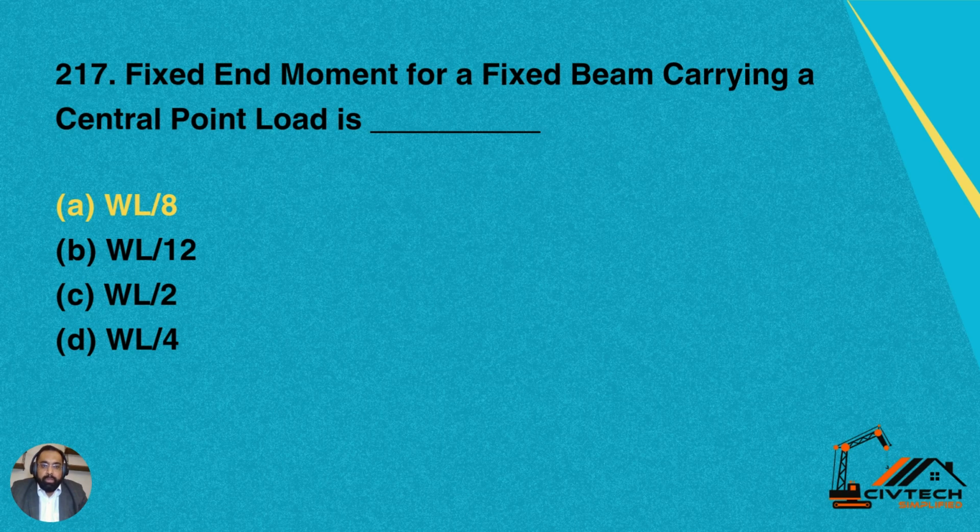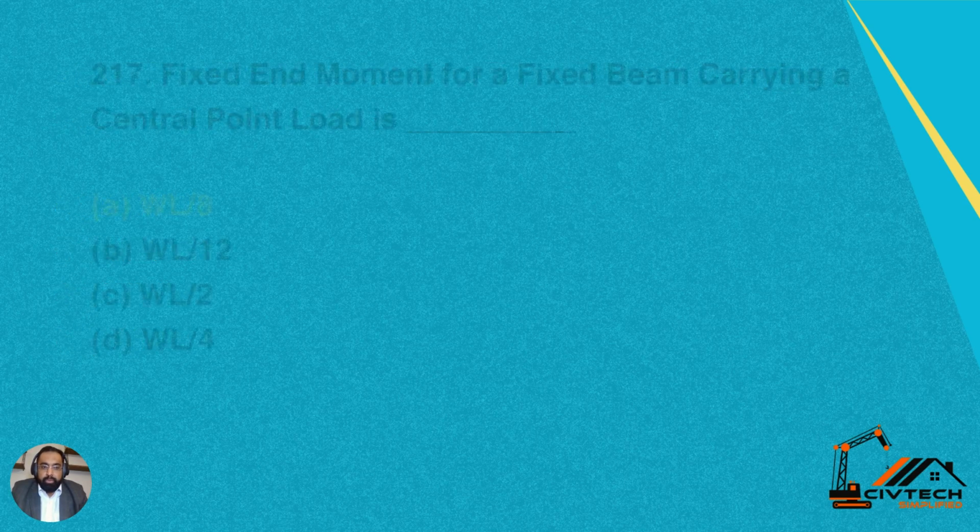217. Fixed end moment for a fixed beam carrying a central point load is. What is the fixed end moment for a fixed beam carrying a central point load? Option A, WL by 8. Option B, WL by 12. Option C, WL by 2. Option D, WL by 4. So A here is the correct answer, WL by 8. WL by 8 is the formula to calculate the fixed end moment.